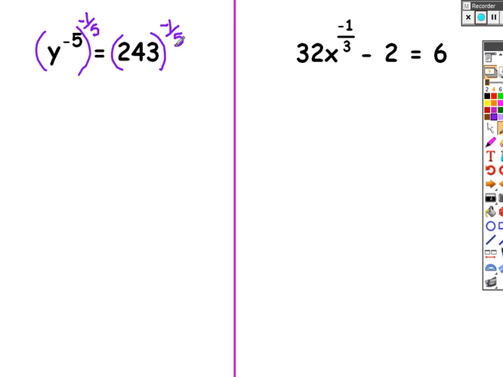Okay, well, why do I want to raise this to the -1/5 power? Well, if I take -5 times -1/5, notice that these are reciprocals. If I multiply a number by its reciprocal, I should end up getting 1. And that's what I want the exponent on y to be. So if I raise each side to the reciprocal of -5, now on the left side, multiply those, I'd get 1. So this is y to the 1st power, or just y, equals 243 to the -1/5 would be the same as 1 over 243 to the 1/5.